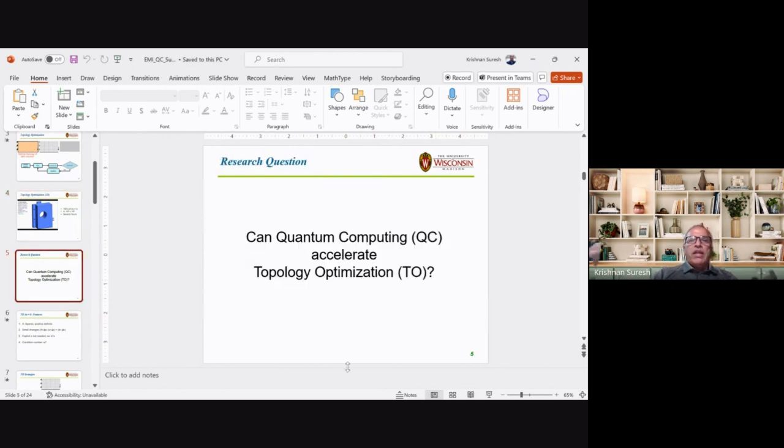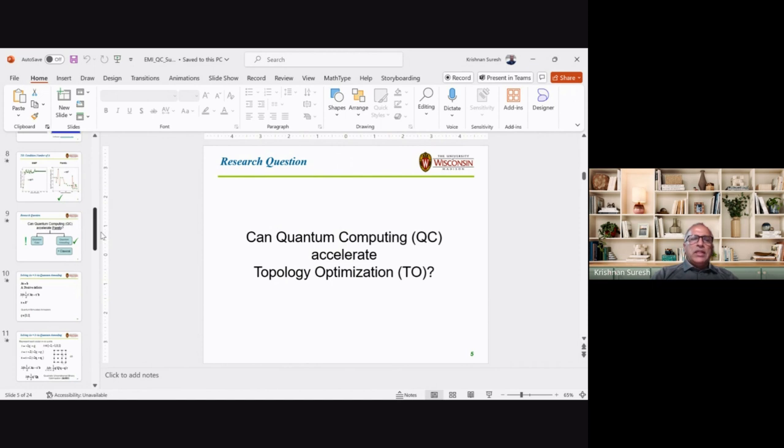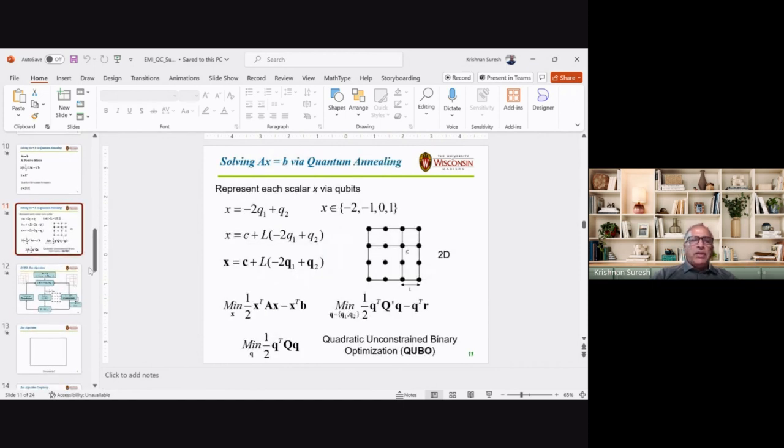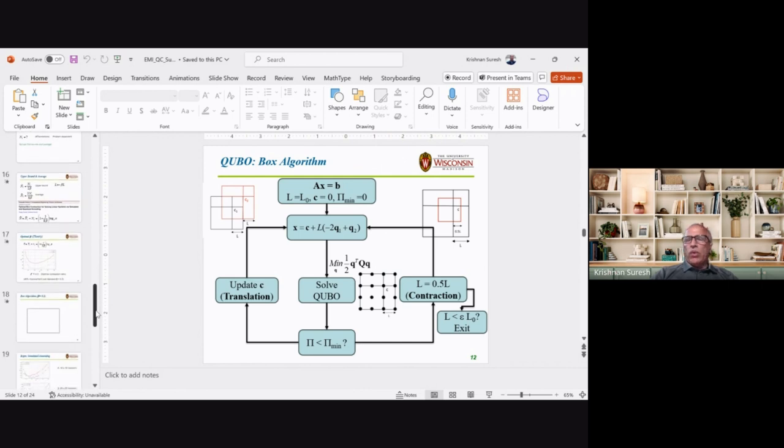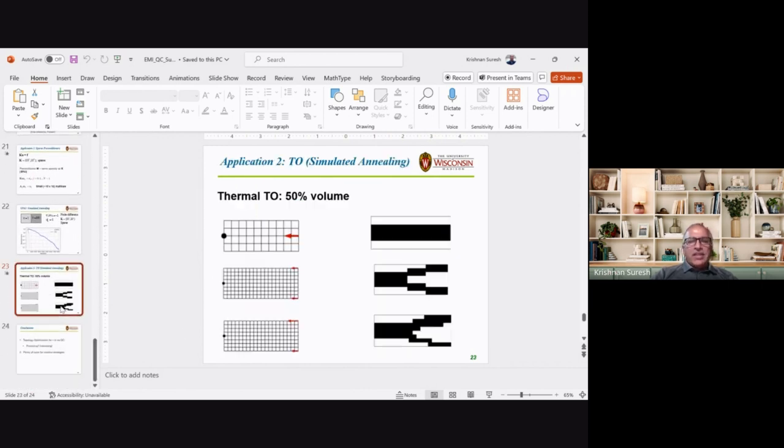So the question we're asking is, can quantum computing accelerate topology optimization? We're taking baby steps. I'm not going to go into the details, but we're looking at a quantum annealing approach. I'm also taking a quantum gate approach. This is the toy problem that we were able to solve on a quantum computer today. It's a 5x5, 6x6, really, really small, but it's baby steps toward hopefully one day, with the help of physicists, mathematicians and computer scientists, cracking this problem of exponentially going faster to design multiscale structures.